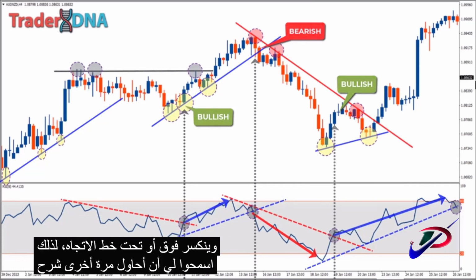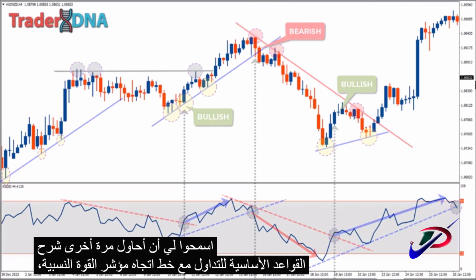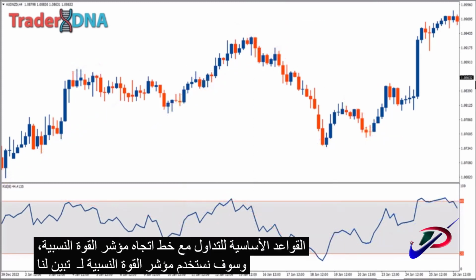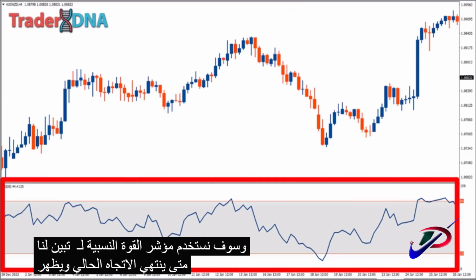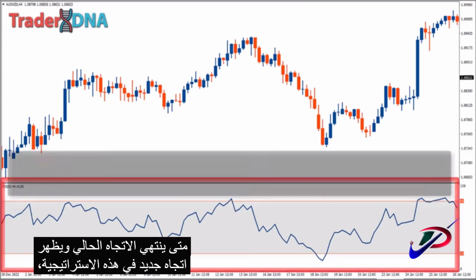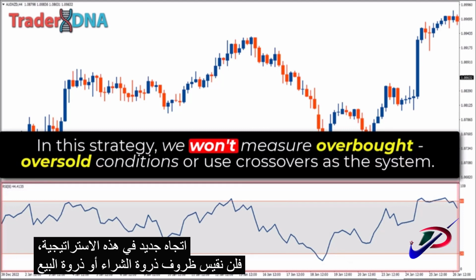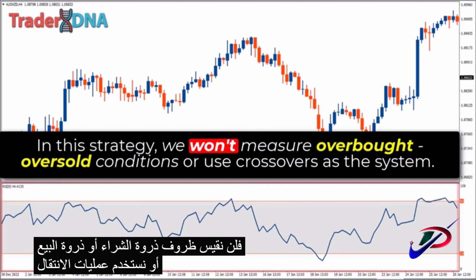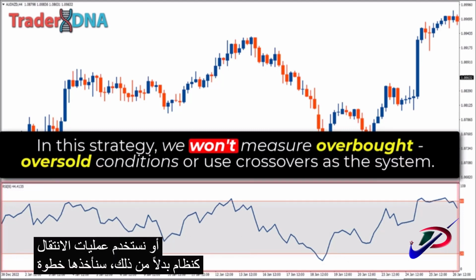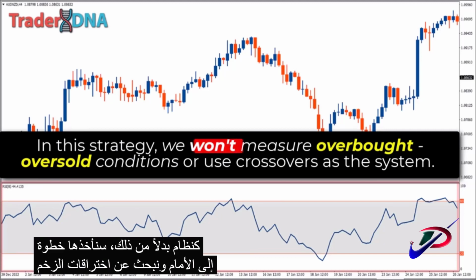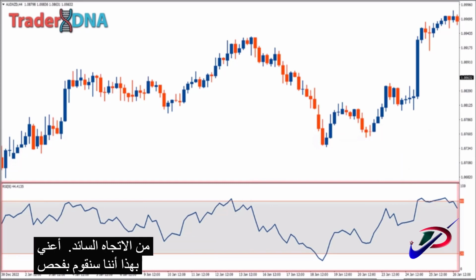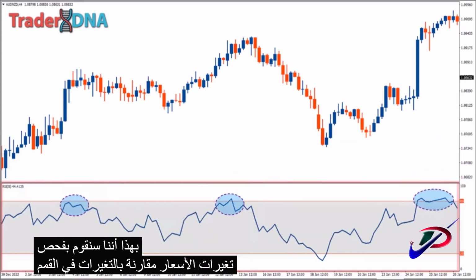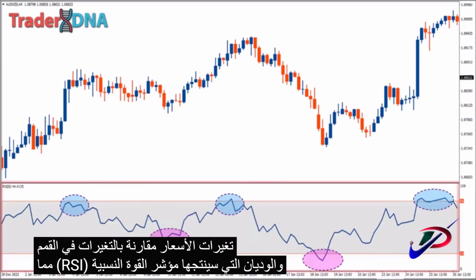So, let me try again to explain the basic rules of trading with the RSI trend line. We will use the RSI indicator to show us when the current trend has ended and a new trend is emerging. In this strategy, we won't measure overbought oversold conditions or use crossovers as the system. Instead, we'll take it a step further and look for momentum breakouts from the prevailing trend. What I mean by this is that we'll examine the price changes relative to the changes in peaks and valleys that the RSI indicator will produce.